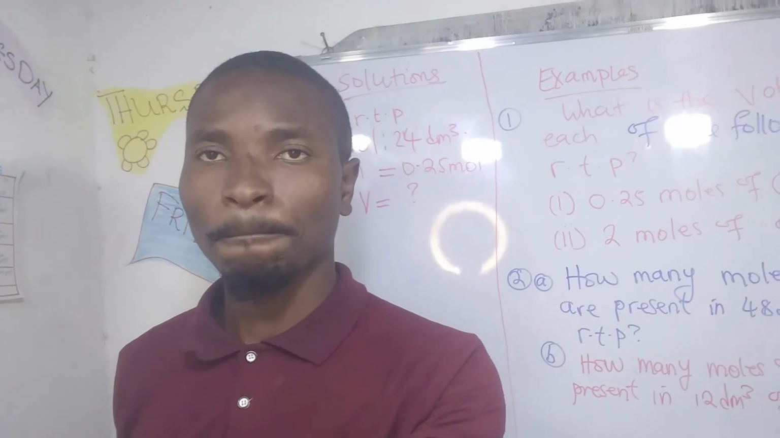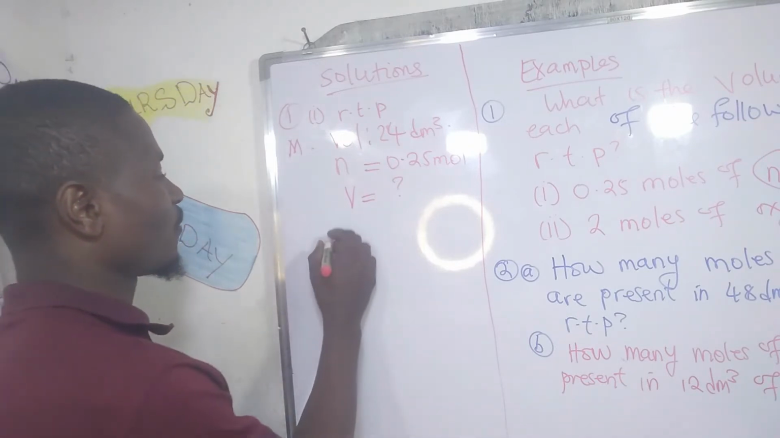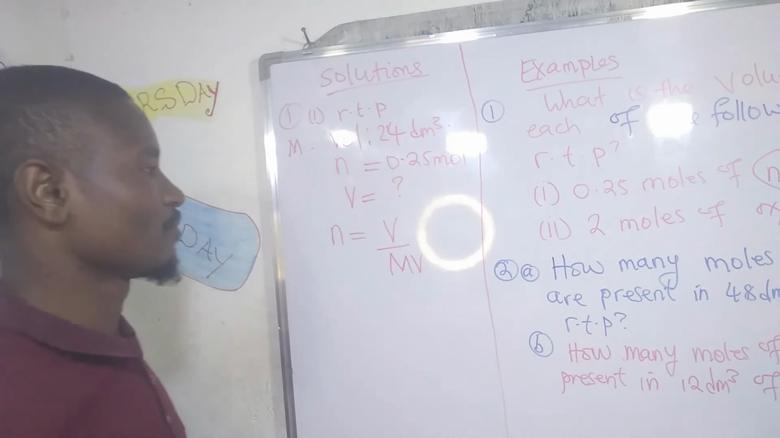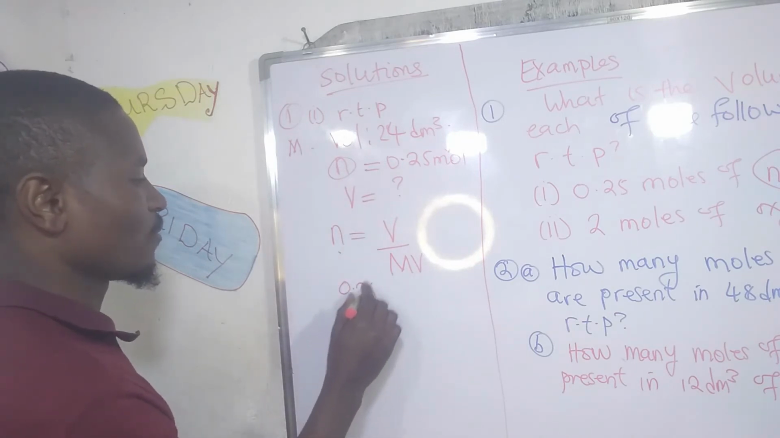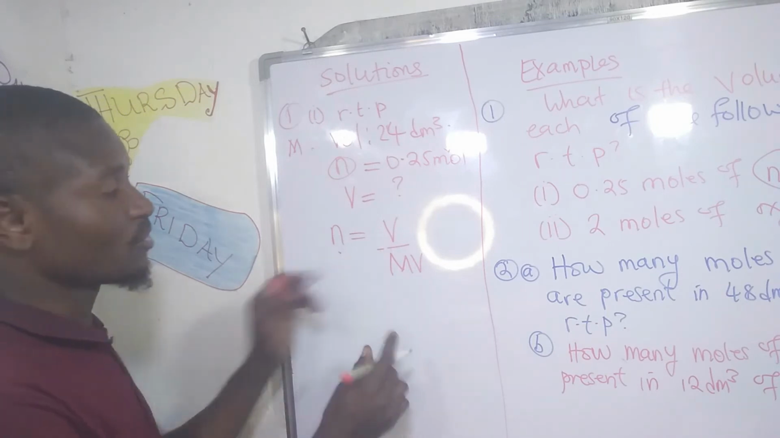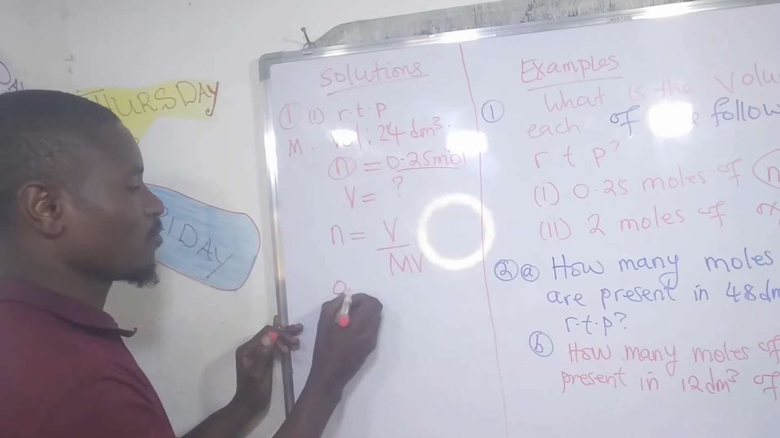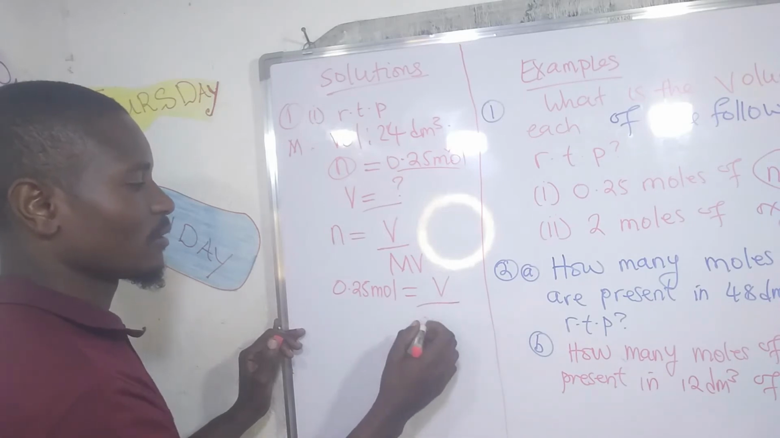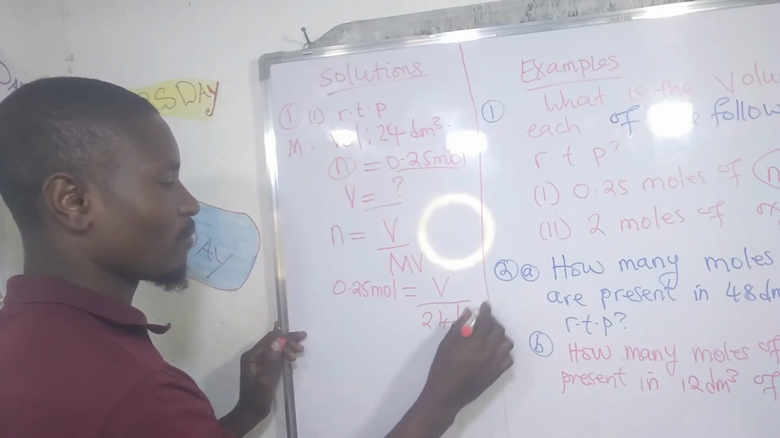So once you do that, now it's just a matter of what the formula for that is. The formula will be N equals V over MV. I have been given the number of moles, so where there is N you put 0.25. So 0.25 mole equals V, since you are looking for V, over 24 decimeter cubic per mole.